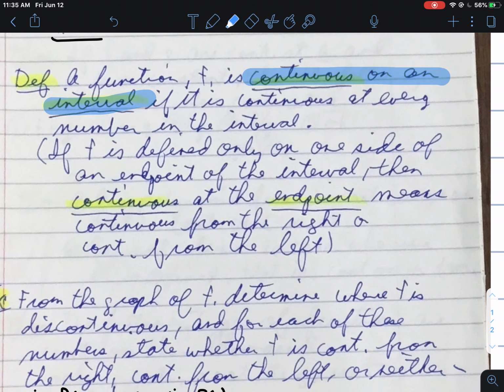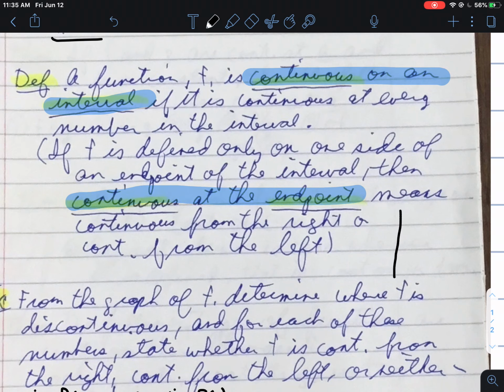You can also then talk about the end point of the interval. So we're going to have to be continuous at every point in the interval, obviously, but is it continuous at the end point of the interval, whether it's the end point on the left side or the end point on the right side? Okay, so if f is defined only on one side of an endpoint of that interval, then continuous at the endpoint means either continuous from the right or continuous from the left, and that'll just depend upon which endpoint you're on.